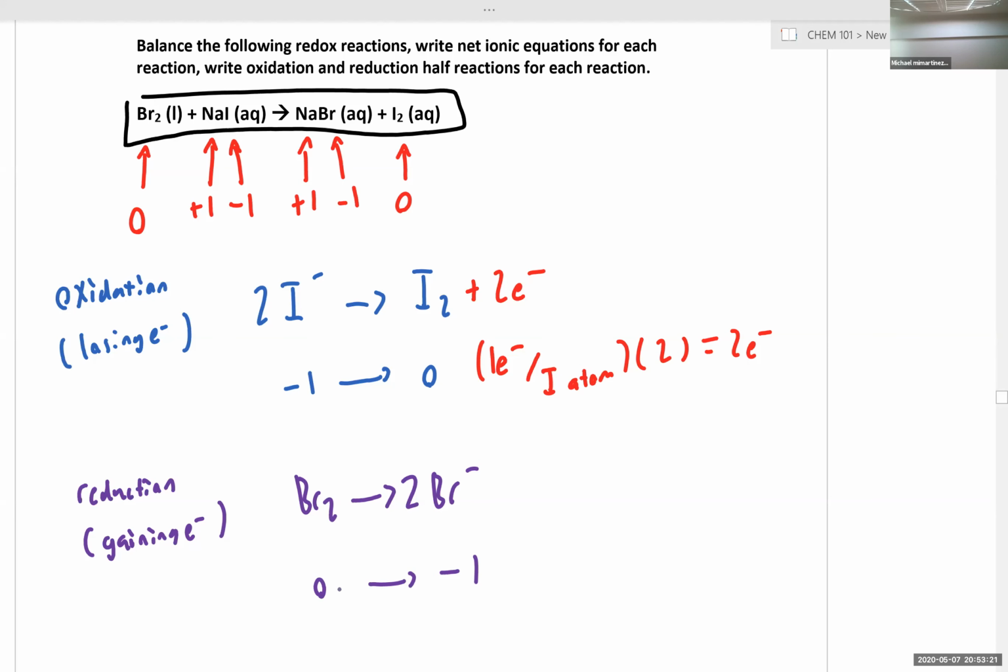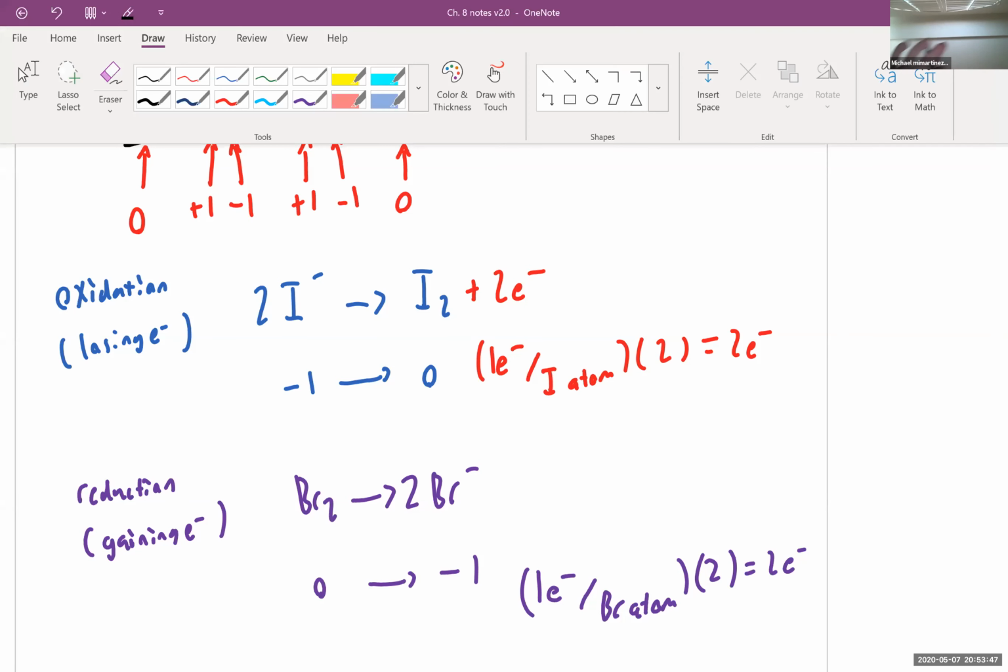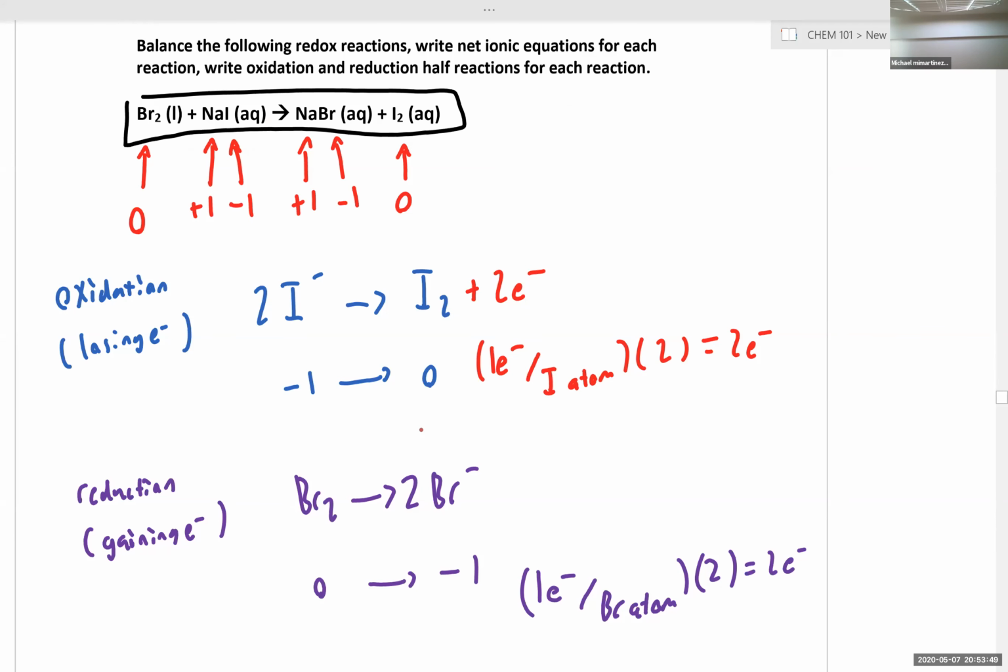ions produced. So how many electrons have we gained per bromine atom? 1, yep. And how many bromine atoms in total do we have? 2. 1 times 2 gives us 2 electrons. So what side do we put those 2 electrons on, the left or the right? If we're gaining electrons, it goes on the left.